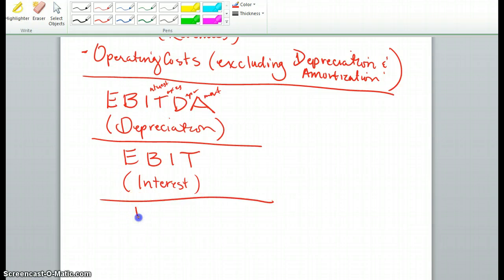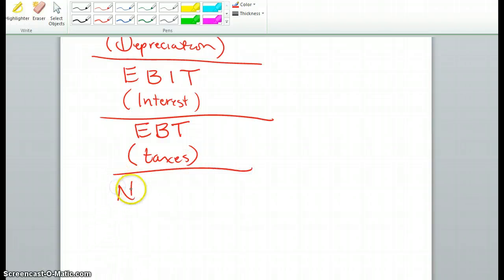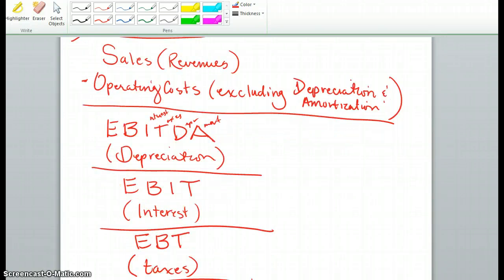and that gives us, you guessed it, EBT, earnings before taxes. And this is all in your textbook, but I think that it's very helpful if you actually write out this whole formula and keep it handy in your notes. And then earnings before taxes, we'll subtract taxes, and that gives us our net income. So I would like you to write that down nice and neat, unlike how I've done it, so that you can be clear on what EBITDA is, what EBIT is, and what earnings before taxes is.